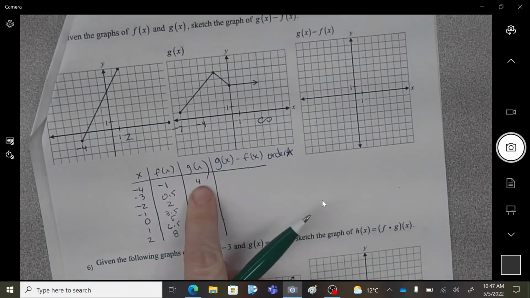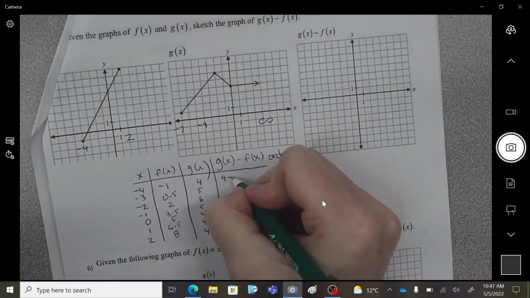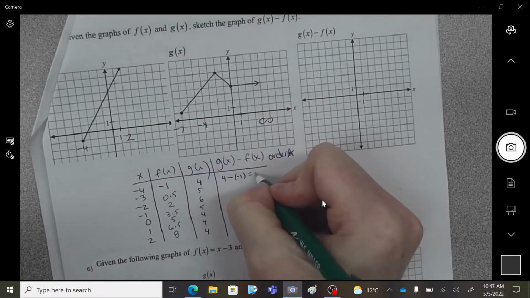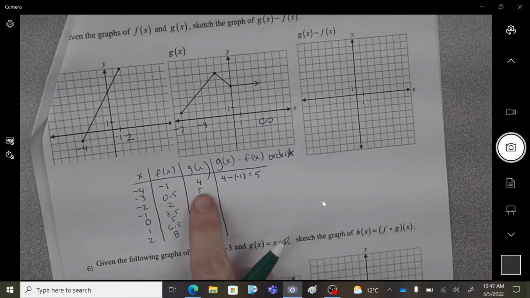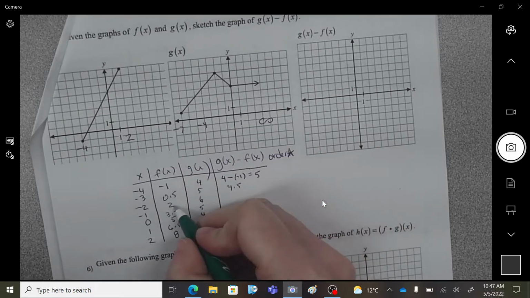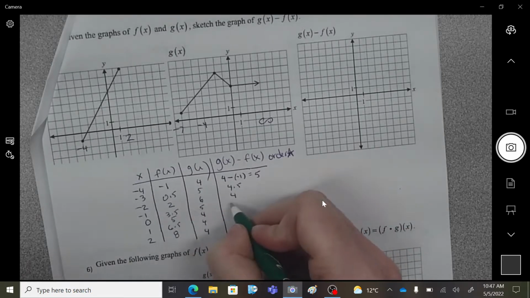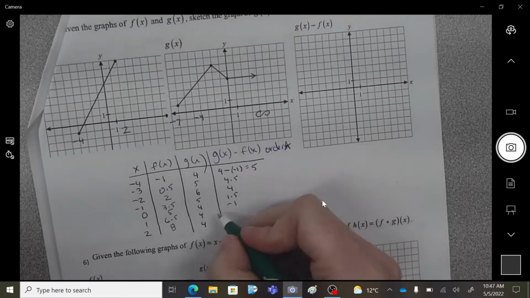So I'm going to have to do this, so 4 subtract, like that, 4 subtract -1. That's what I'm doing, so that's 5. 5 subtract 1/2 is 4 1/2. 6 subtract 2. 5 subtract 3 1/2. 4 subtract 5.